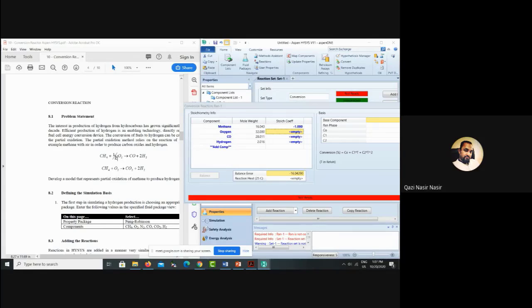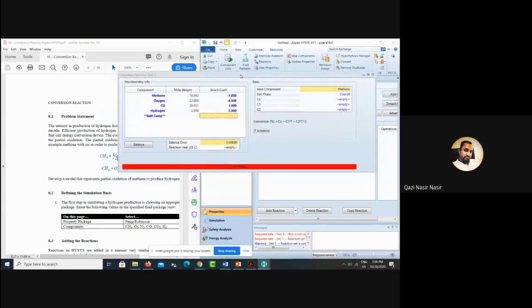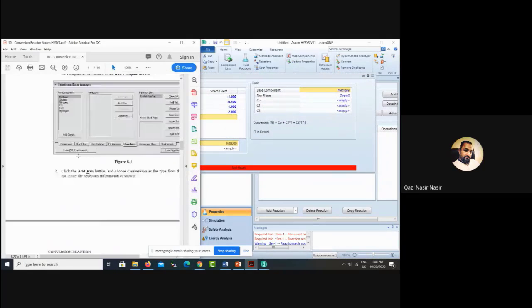Similarly, the stoichiometric coefficient of oxygen is 0.5. We can write -0.5, because this will show that this is a reactant. Similarly, carbon monoxide is 1, so I can put positive 1, because these are the products. Similarly, hydrogen 2, I will put positive 2 in order to show that this is a product. Okay.